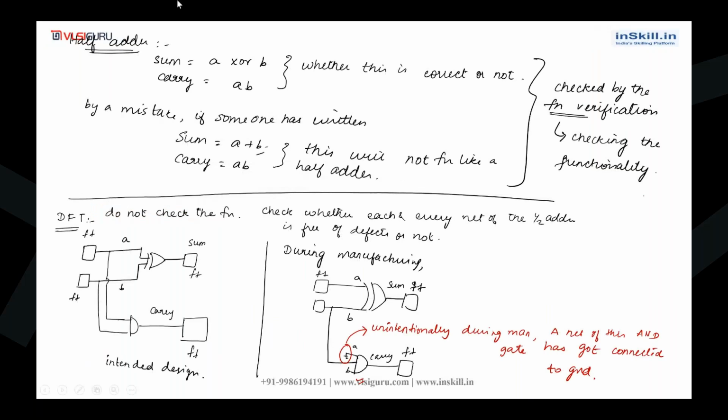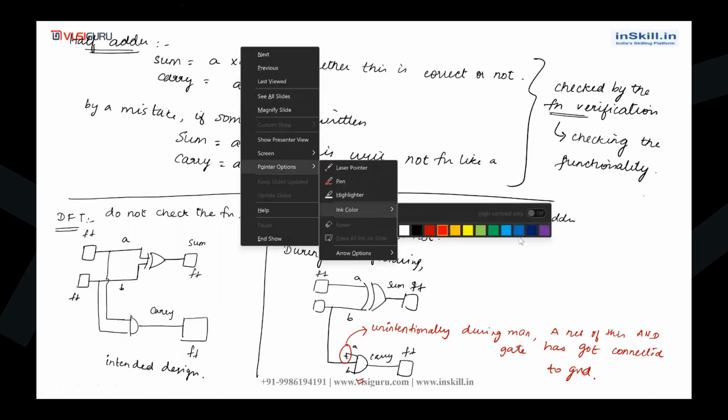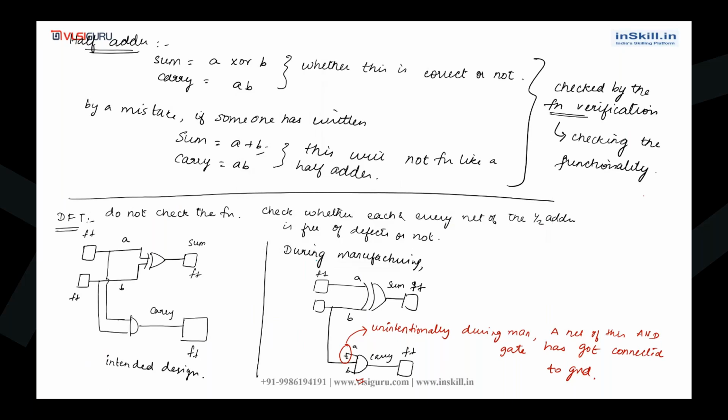Consider the case of a half adder. If you consider a half adder design, how do we write it? We write it like sum is equal to A XOR B, carry is equal to AB. That is a half adder design, right? Whether this is correct or not is what will be checked by the functional verification team. In our ASIC flow, we also had a team called the verification team.